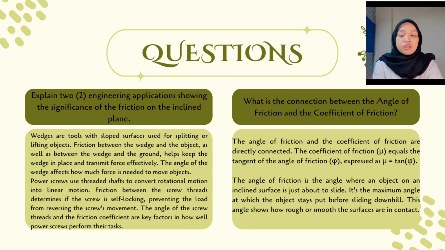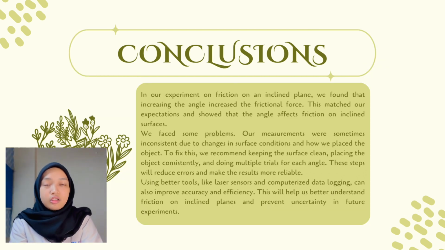The power screw uses a threaded shaft to convert rotational motion into linear motion. Friction between the screw threads determines if the screw is self-locking, preventing the load from reversing the screw movement. The angle of the screw threads and the friction coefficient are key factors in how well power screws perform their task. So this is the conclusion.